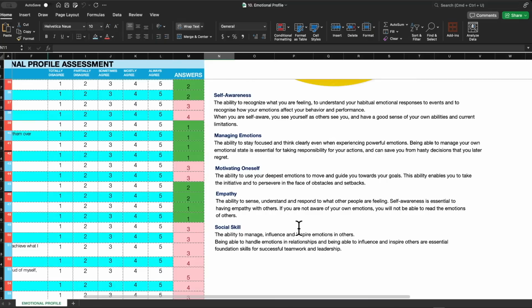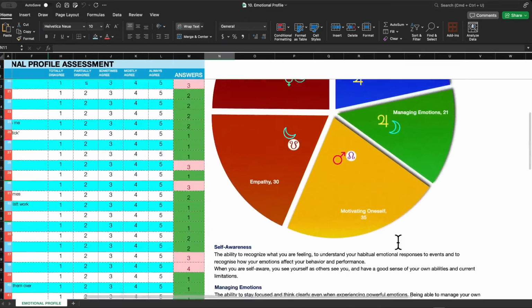This defines us as humans. Social skill, last one. The ability to manage, influence, and inspire emotions in others. This is the most tricky of them all, isn't it? If you're able to inspire a positive emotion, a motivating emotion, that becomes a big plus point in leadership. Being able to handle emotions in relationships and being able to influence and inspire others are essential foundational skills for successful teamwork and leadership. There you go.